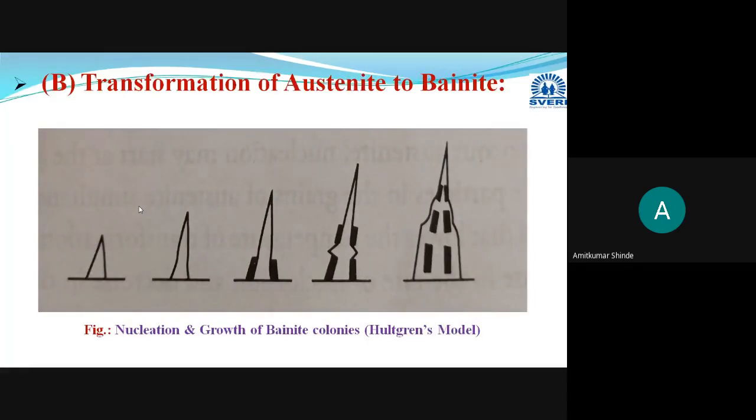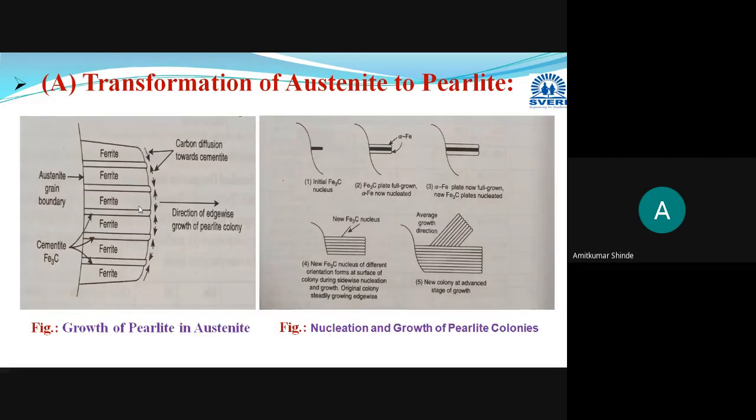Before we see how this transformation is occurring, and what the properties of these Bainites are, please draw these two diagrams. In the first diagram, the growth of the pearlite in the austenite. Here the growth is shown. This is the grain boundary of the austenite. This is the cementite and ferrite, alternate layers of cementite and ferrite. At this point, diffusion of the carbon will occur. Ferrite will reject the carbon and cementite will accept the carbon, and this colony will grow edgewise in this direction.